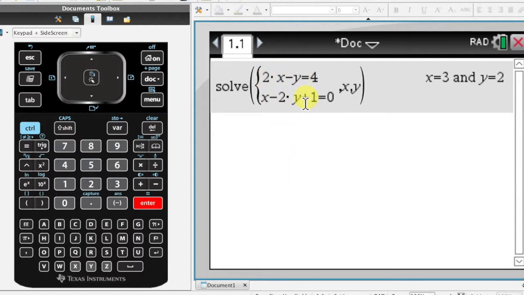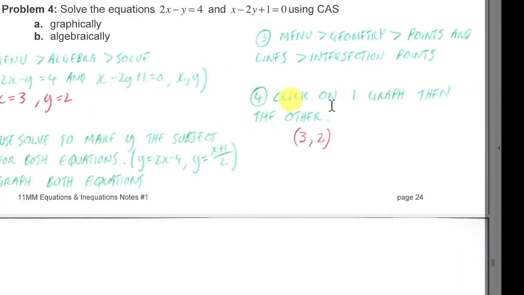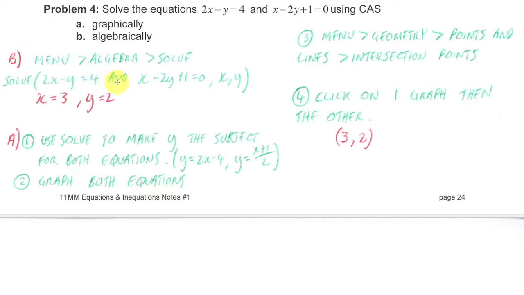Notice that with the solve function, I could also write the word and between the two equations. But in this format, having one above the other, you can see exactly what's going on. Everything's really clear. It's a bit quicker. So I could have used the word and. So this is the syntax that you put into your CAS if you're making use of the word and, you literally just type that. All right, with the graphical technique, I'm just going to take you through the steps and then demonstrate that as well.